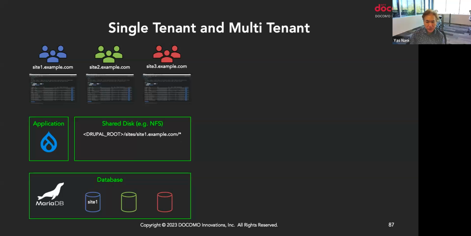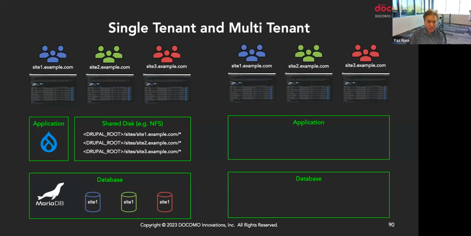So let's move on to single tenant setup. The configuration is very similar to multi-site. That is, we create a site1.example.com directory under the /sites directory. The site2.example.com is set up the same way. Site3.example.com is as well. But in this case, all settings.php are pointing to the separate site1 database instances, which are independently deployed.